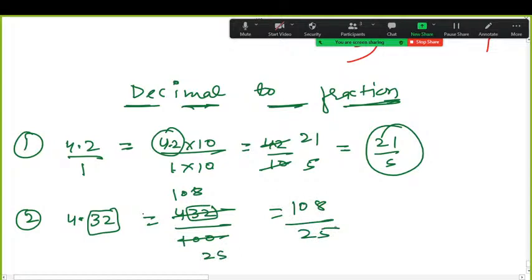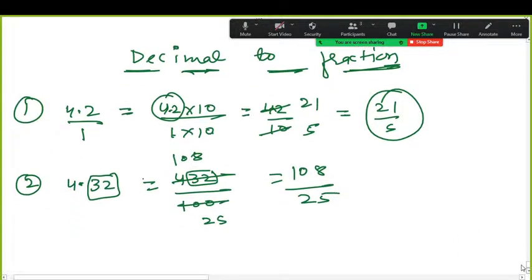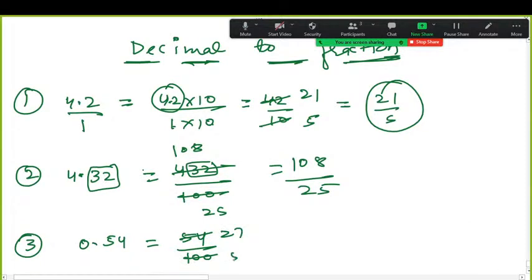Can you convert in the same way? Okay, next question. I want you to figure out 0.54 and answer its fraction. Since there are 2 digits, it'll be 54 over 100. It is so easy to answer. And further you can simplify this: 27 over 50 is the answer.